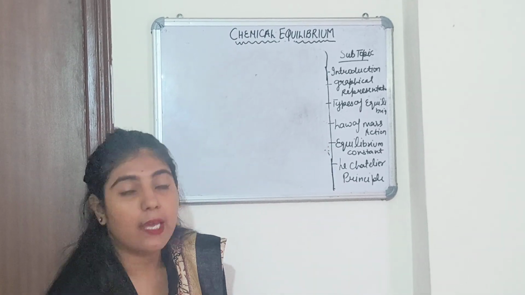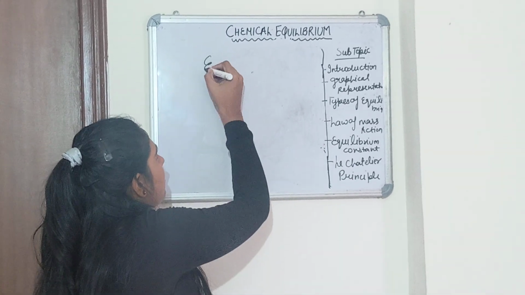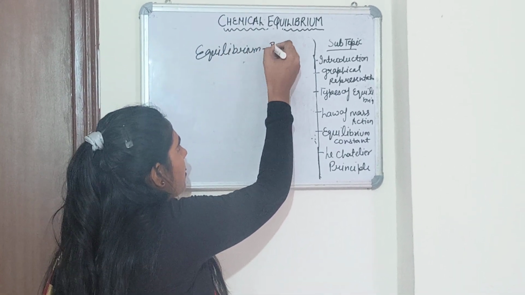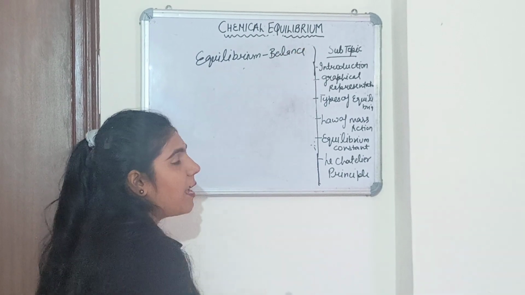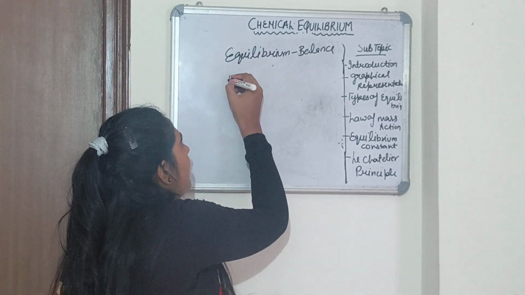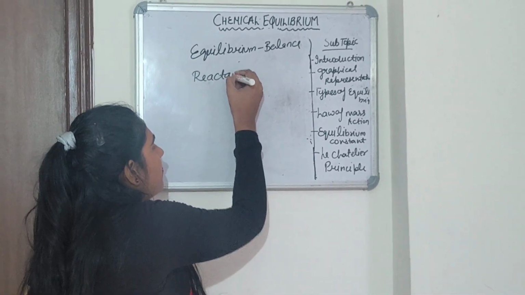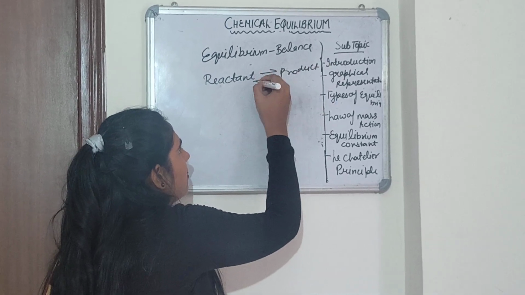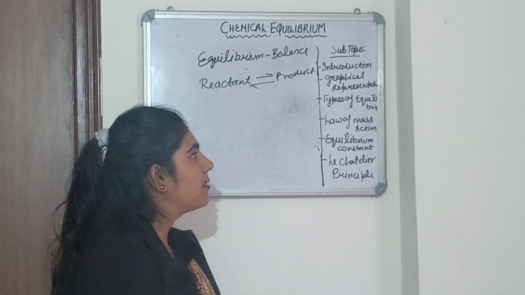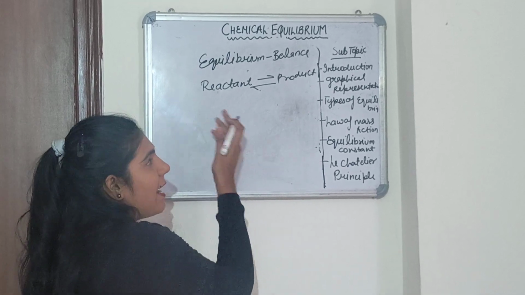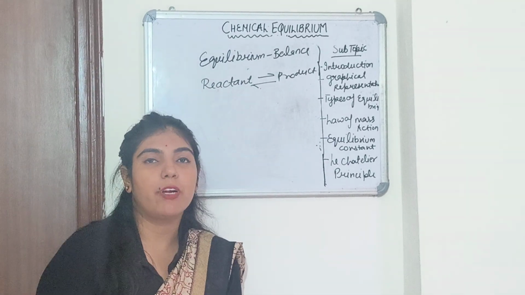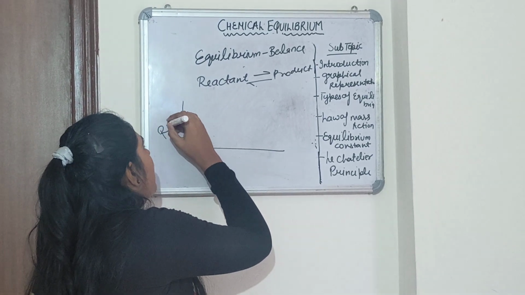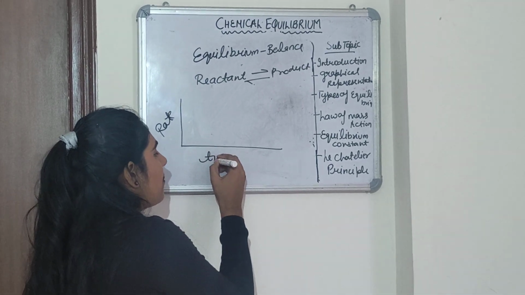We know that equilibrium is nothing but the balance, right? Equilibrium is called balance. Let's take an example of a reaction. The reactant is giving some product and the product gives back the reactants. So what will happen in this case? Let's understand chemical equilibrium through the example of a graph. First of all, let's take the graph between the rate and time.